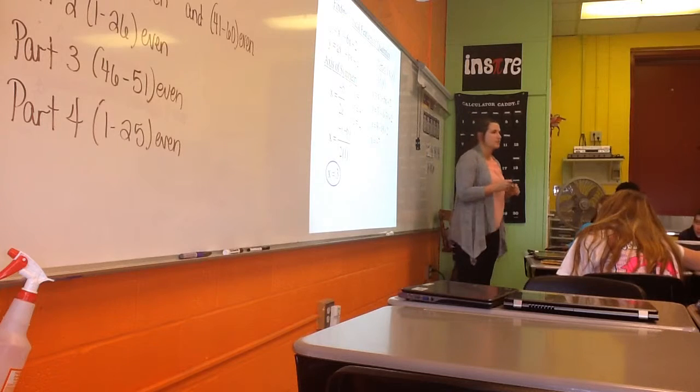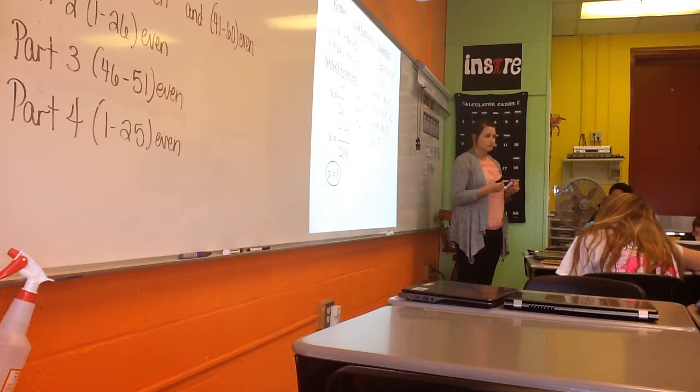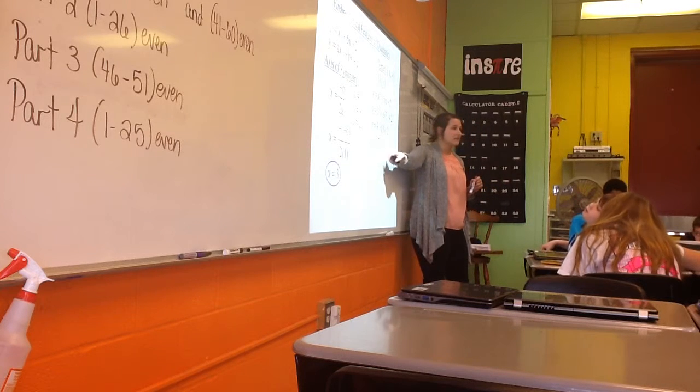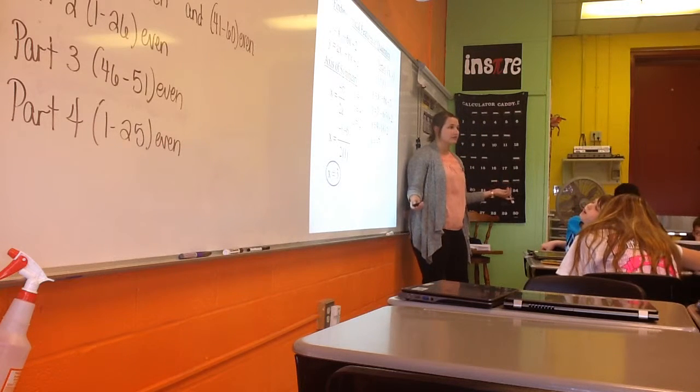Okay, so what would my vertex point be? I have an x and I have a y. 3, negative 7. Was it 3, negative 7? Yes.